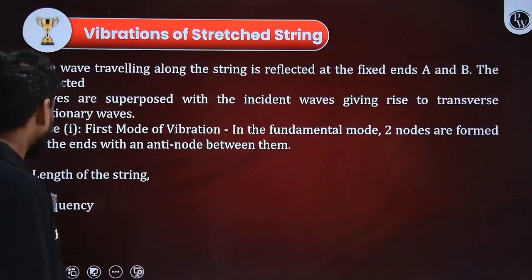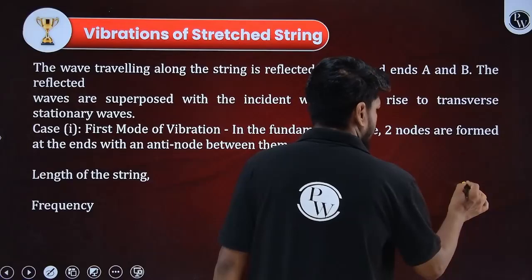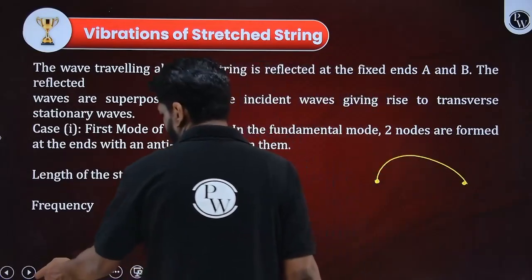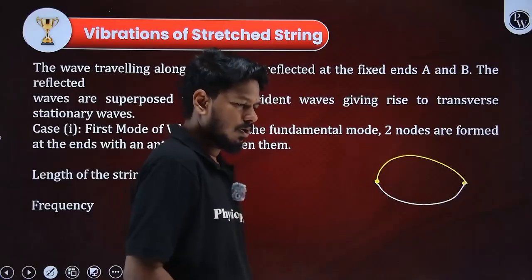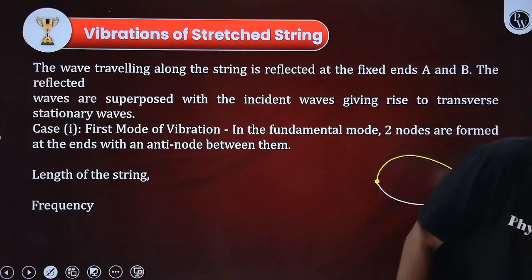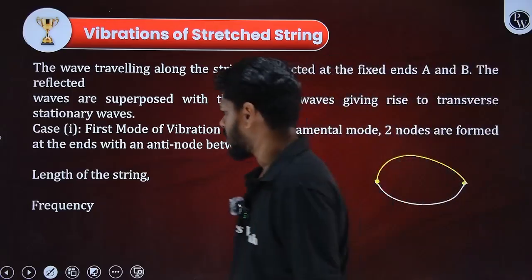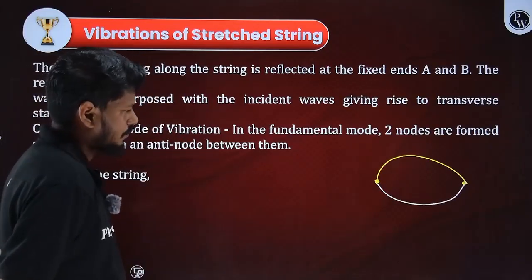So for the first harmonic, what do I mean by first harmonic? My wave is going upward, and after reflection my wave is going to come downward. Just note all the things whatever I am telling. Are you able to understand? Any difficulty so far?